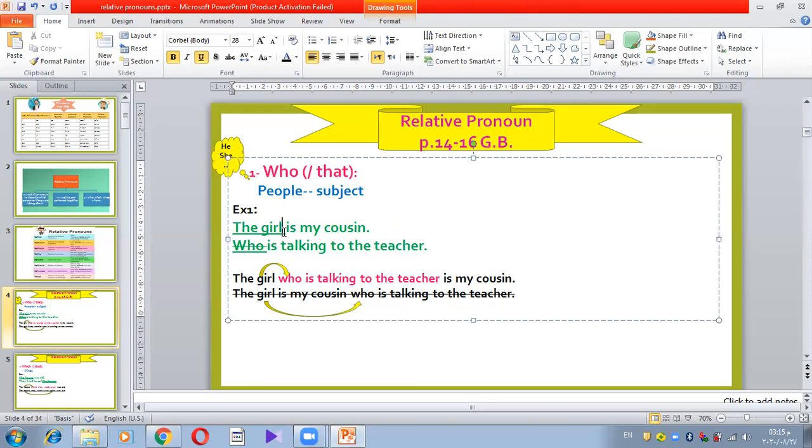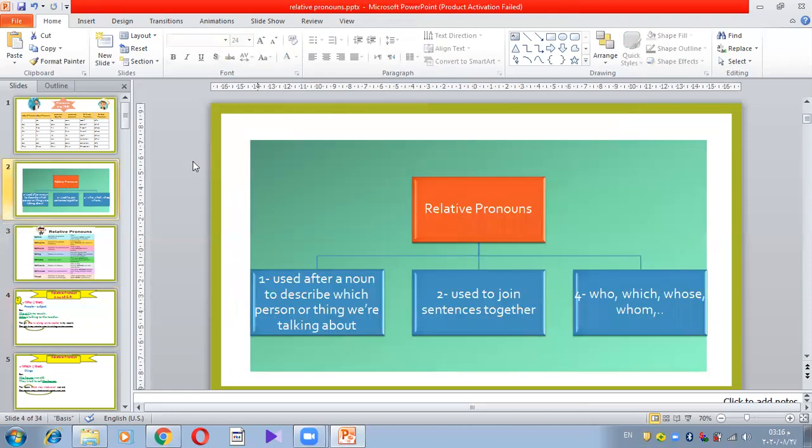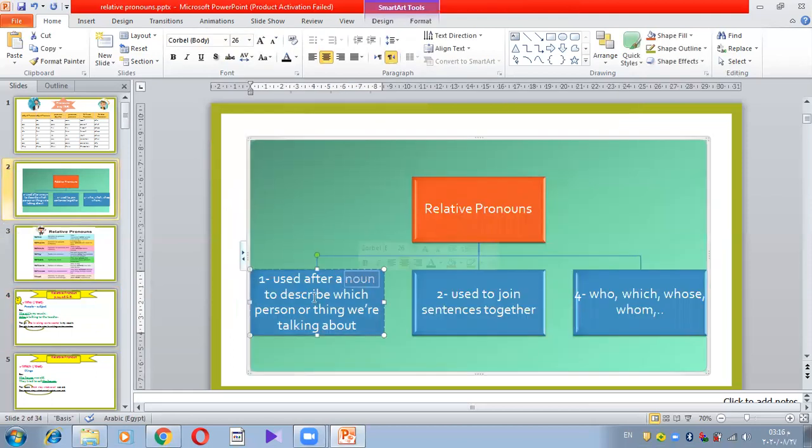We should put it here. So we should put who after the girl, after the noun it describes. It describes what? The girl. So we should put who after the girl. Very good. So if I said the girl is my cousin, the first sentence, and then said who is talking to the teacher, so the girl is here and who is here. So this means that who is after the girl? No, it's a mistake. Why? Because who should be after the girl. The relative pronoun should be after the noun it describes. Do you remember this? It should be after the noun it describes.